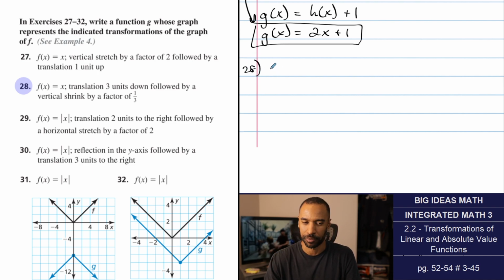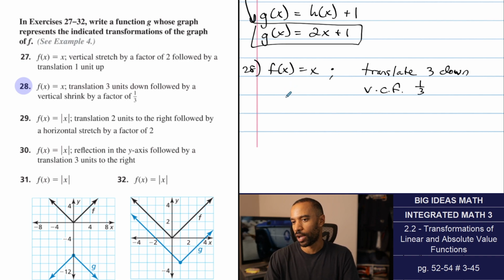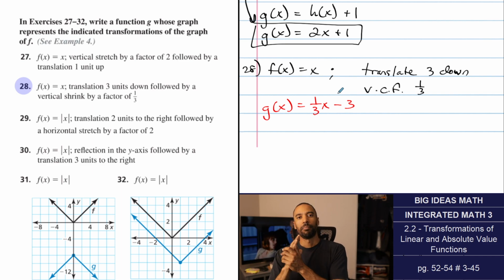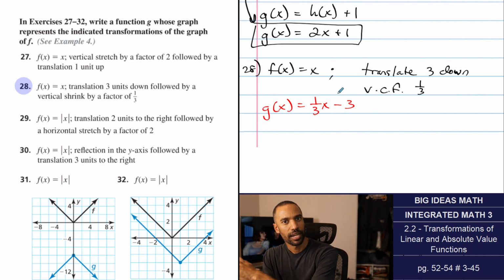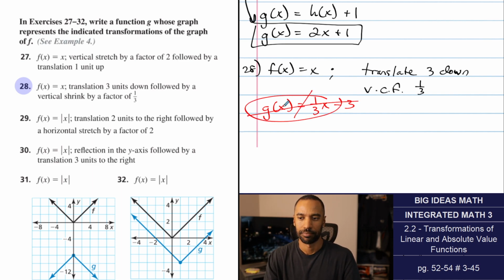This is where you got to be careful, because notice they mentioned translation first. That does matter. It is important. Translate 3 down, and then vertical compression by a factor of 1/3. So with this one, notice this answer will not be 1/3 x minus 3, because the translation has to happen first. So it's not that. Okay?